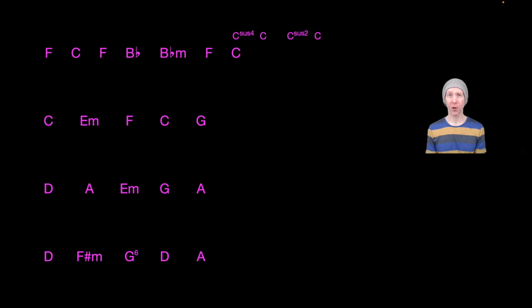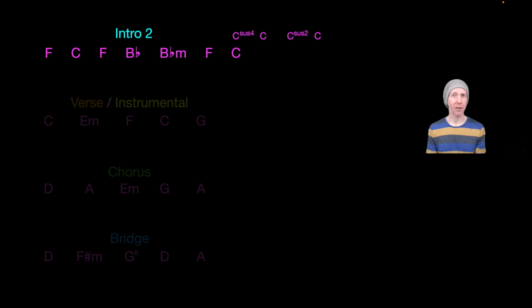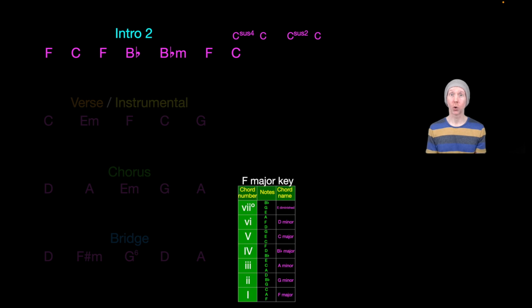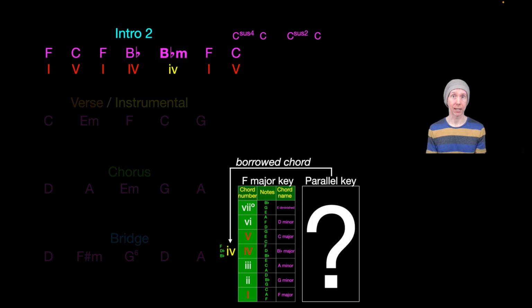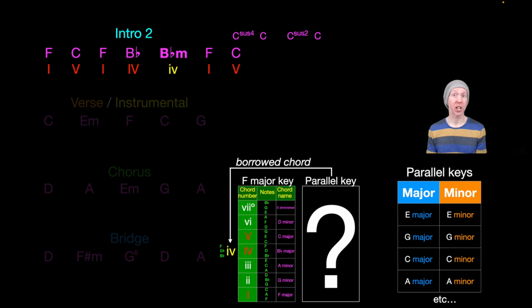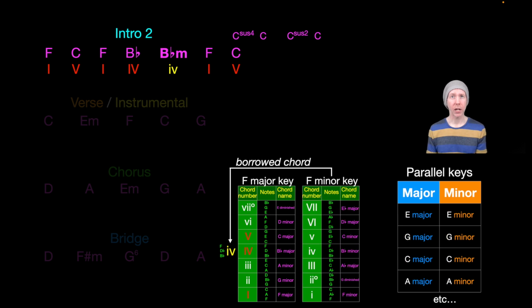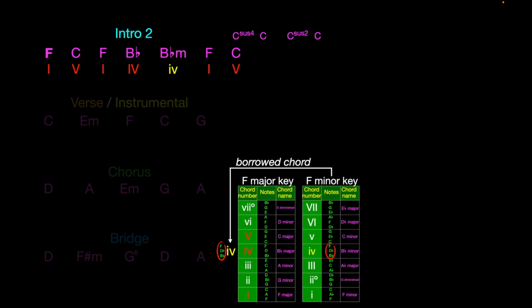These are the 4 chord progressions used in this song and the sections where they occur. We begin with intro 2, which is in the key of F major and uses chords 1, 4, and 5, along with a minor chord 4, which is a borrowed chord taken from the parallel minor key. Parallel keys are those which share the same tonic or first note. So the parallel key of F major is F minor, and you can see that that is where this minor 4 chord has been borrowed from.